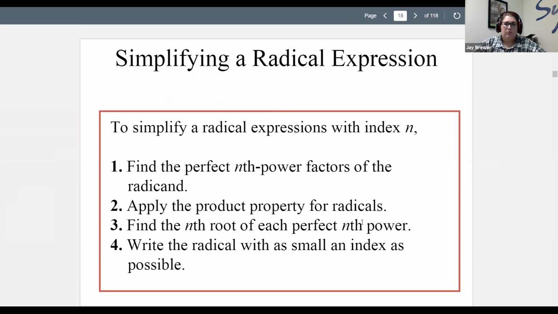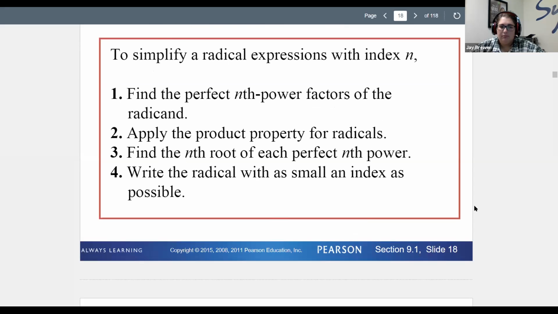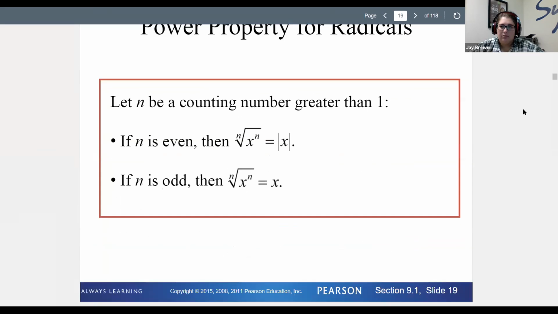Okay, so simplifying a radical expression, you want to find the perfect nth power factors of the radicand. So that was whenever I pulled stuff to the front that I knew we would be able to take out. Apply the product property for radicals, find the nth root of each perfect nth power, and write the radical with as small an index as possible. So that would be why they make you just rewrite it. It might seem a little bit redundant, but that's just the way convention is.